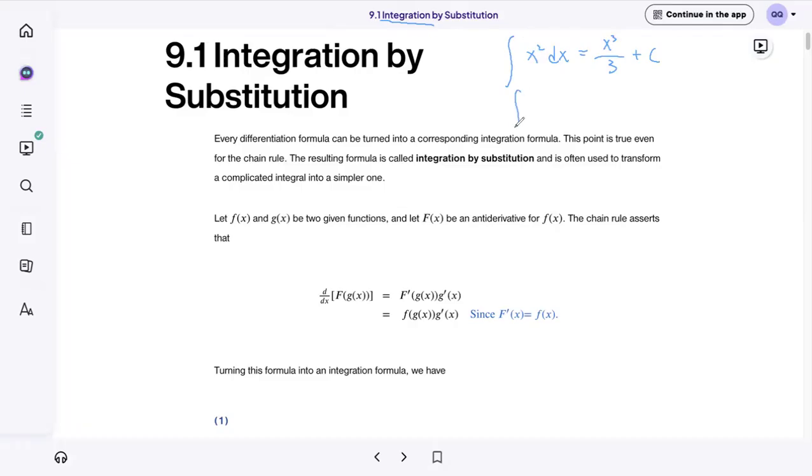Right? Or maybe we have e to the 2x dx. When we do anti-differentiation, we divide by 2, then plus c. We don't really do this one yet, right? If we have 1 over x dx, when we anti-differentiate, we get ln x plus c. So those are all simple, right?